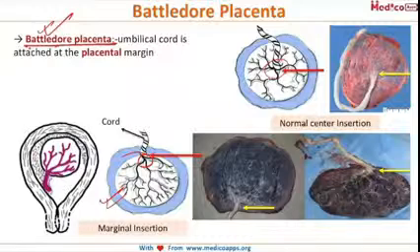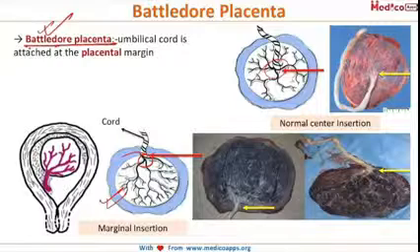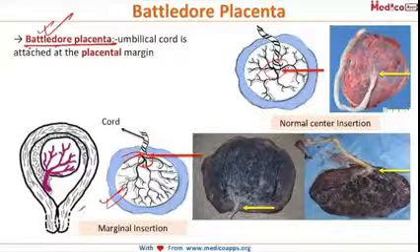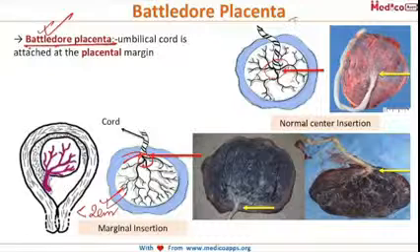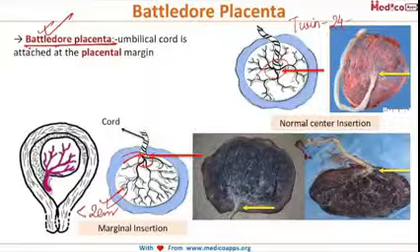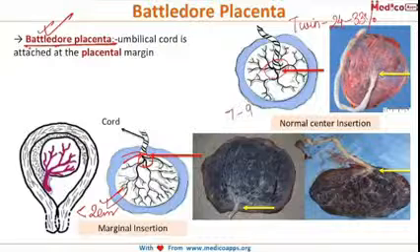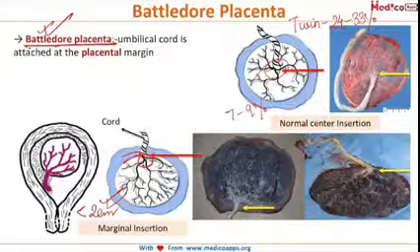So, Battledore placenta. Now, in this, the shortest distance between the cord insertion and the placental edge is less than 2 cm. And the incidence of Battledore placenta is more in cases of twin pregnancies, where it is somewhere around 24 to 33%, and in singleton pregnancies the incidence is 7 to 9%. Now, in most of the cases, these Battledore placentas are asymptomatic.